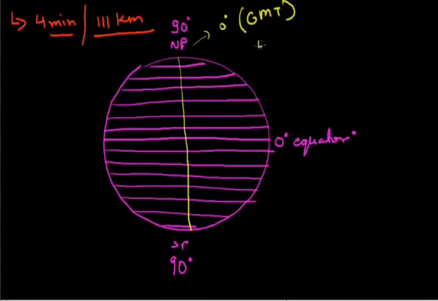This part is the east part, and this part is the west part of this line. So there are 180 lines in the east and 180 lines in the west. These lines go from the south pole to the north pole, north pole to south pole.